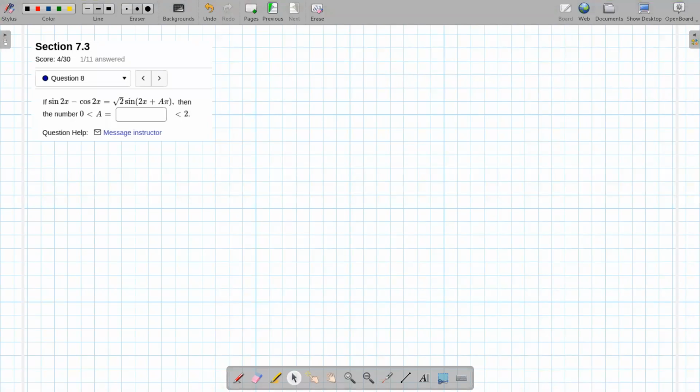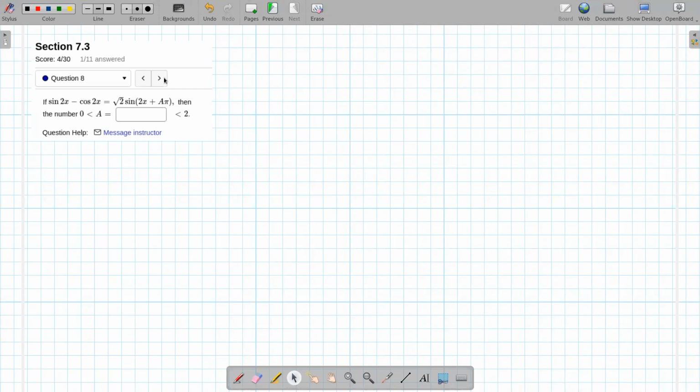All right, so here we have a formula from section 7.3, which was mainly focusing on double angle formulas and half angle formulas, which are related to angle reduction. So we have sine of 2x minus cosine of 2x is supposed to be equal to the square root of 2 sine of 2x plus a pi. Let's see, I definitely see double angle here and here.